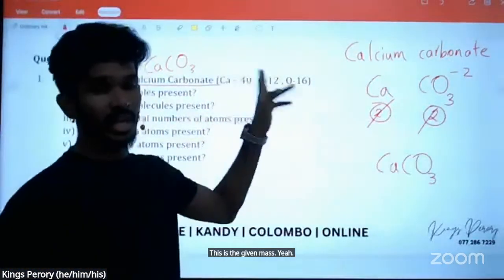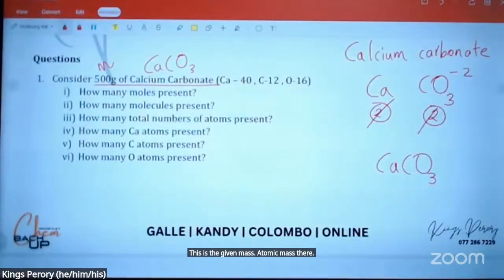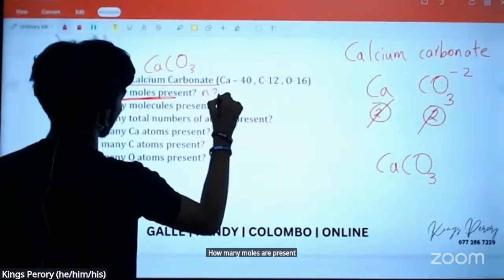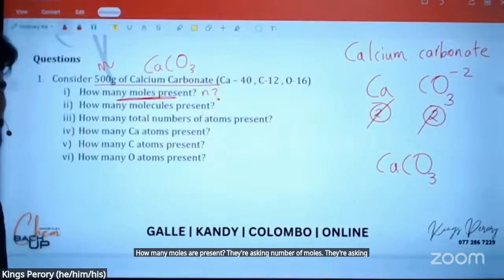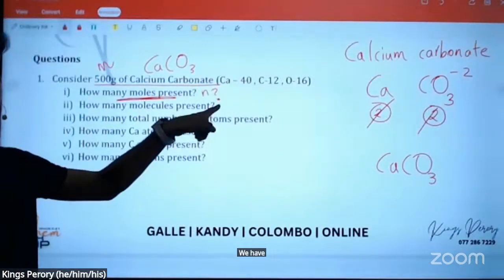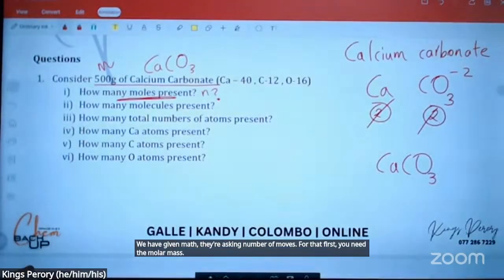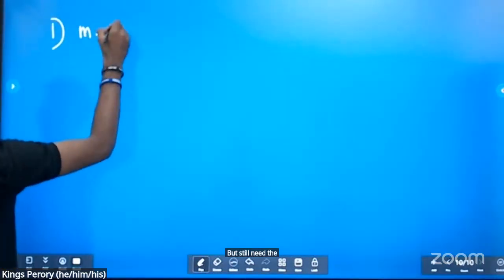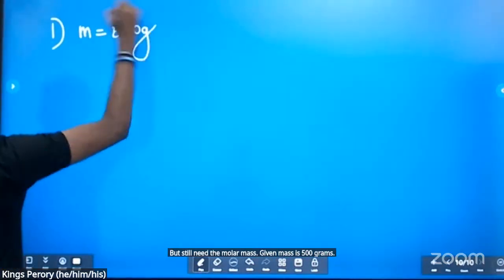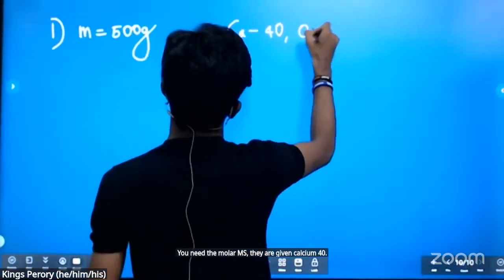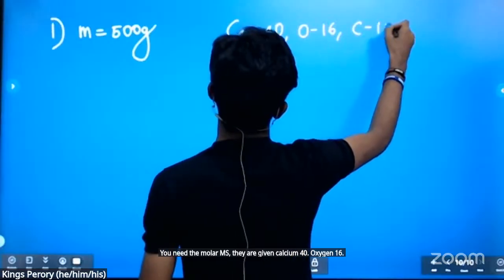The relative atomic masses of calcium, carbon and oxygen are given. How many moles are present? They are asking for the number of moles. We have the given mass, 500 grams. For that, first you need the molar mass. They have given calcium 40, oxygen 16, carbon 12.